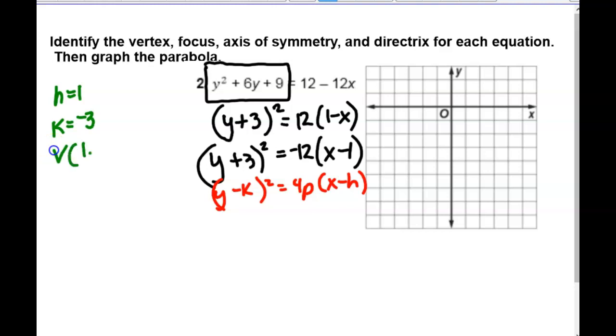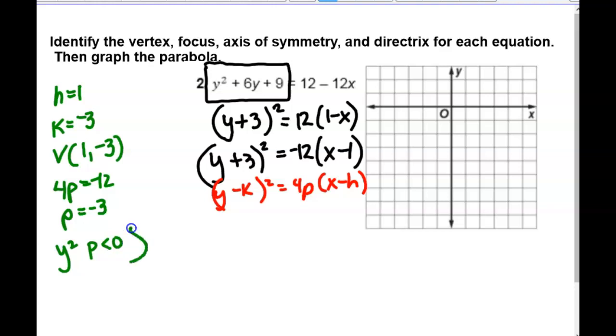so the vertex is at 1, negative 3. 4p is equal to negative 12, so p is negative 3. If the y is squared and the p is less than 0, yes, opens this way. Good call. All right, so if I plot the vertex at 1 to the right and down 3, please stop me if I make a silly mistake today, or any mistake.